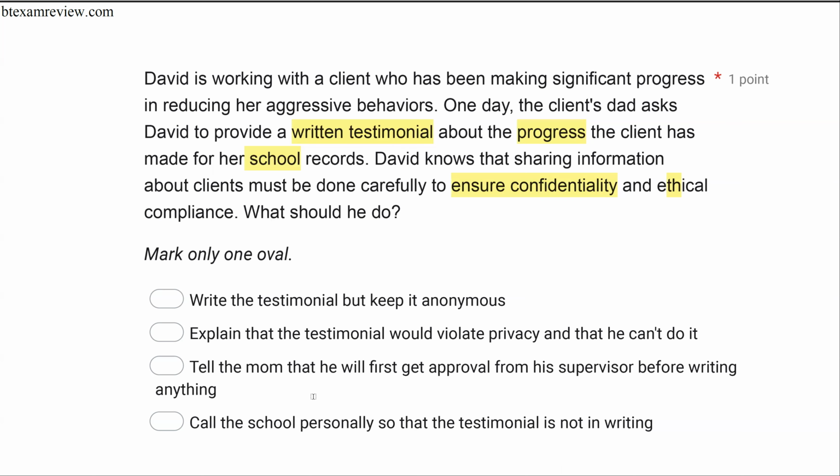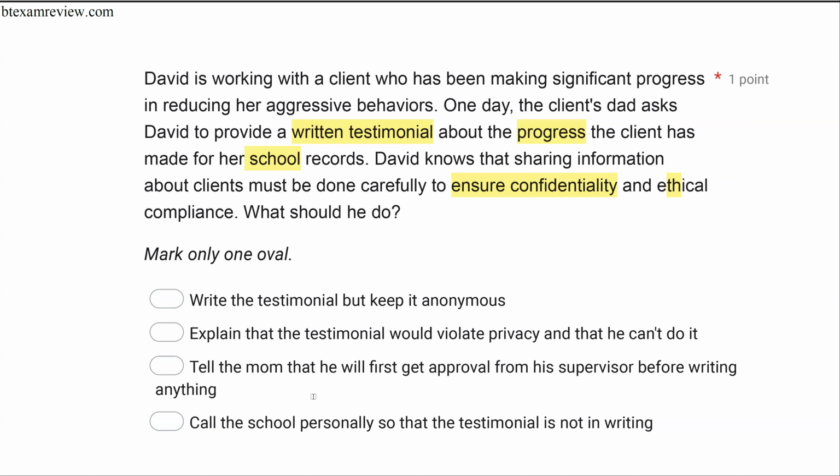And these questions might seem a little straightforward and redundant. It's always ask your supervisor, ask your supervisor. That's because that is typically the best route to take, according to the task list, according to ethics, and just good practice. As the RBT, whenever you're put in a situation like this, always, always, always go to your supervisor first. It's the best way to avoid any issues at all.